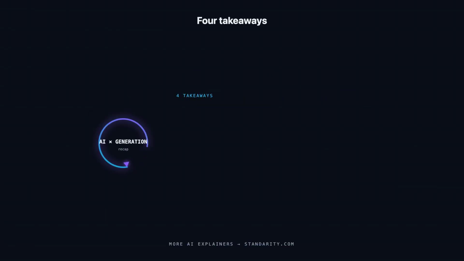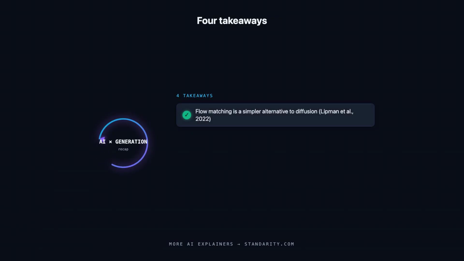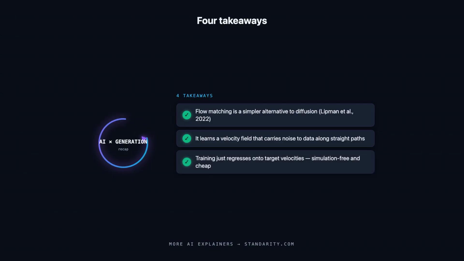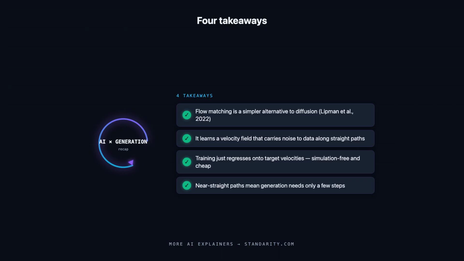All right, let's lock in the essentials. Flow matching is a simpler alternative to diffusion from Lipman and colleagues in 2022, now behind newer image and video models. Rather than denoising, it learns a velocity field that transports noise toward data along nearly straight paths. Training just regresses onto target velocities at random points, so it's simulation-free and cheap to run. Because the paths stay nearly straight, generation needs only a few steps.